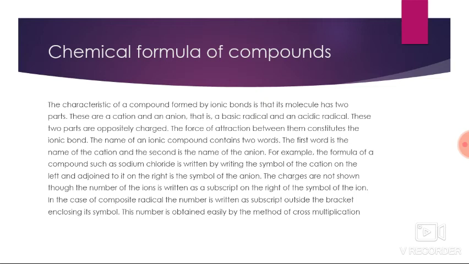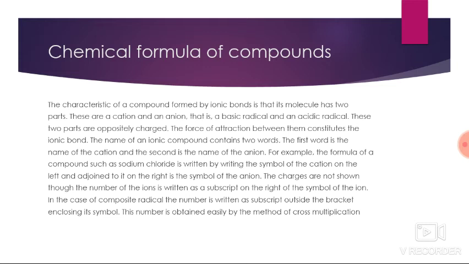The name of an ionic compound contains two words. The first word is the name of the cation and the second is the name of the anion. So when we write an ionic compound, first it will be the cation and then the second will be the anion. We cannot write the anion first. The charges are not shown, but the number of the ions is written as a subscript on the right of the symbols of the ion. In the case of composite radicals, the number is written as a subscript outside the bracket enclosing its symbol. This number is obtained easily by the method of cross multiplication of the valencies.